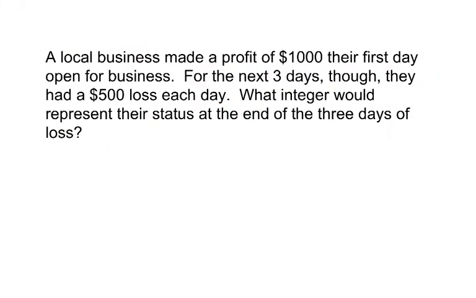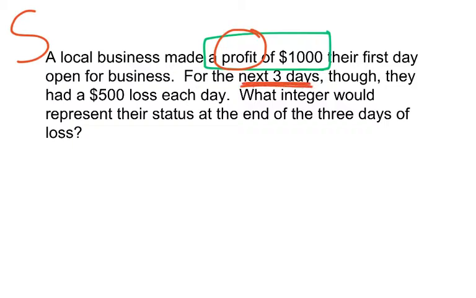And one more. A local business made a profit of $1,000 their first day open for business. So they made a profit. Getting a profit is a positive thing. And I am searching the problem. Their first day, they were open for business. For the next 3 days, though, they had $500 loss each day. So I can represent a loss by a negative integer. What integer would represent their status at the end of the 3 days of loss?